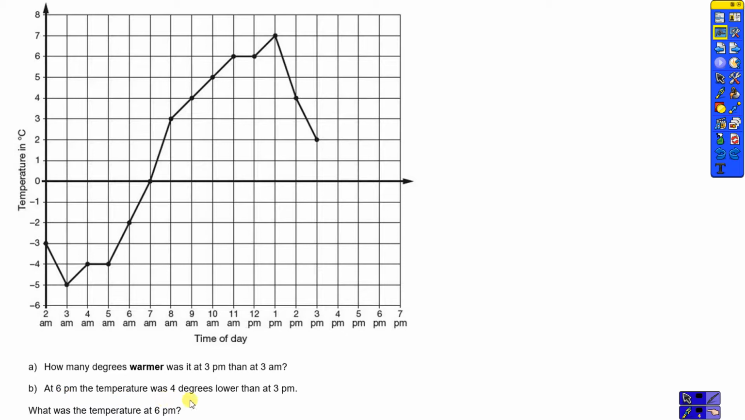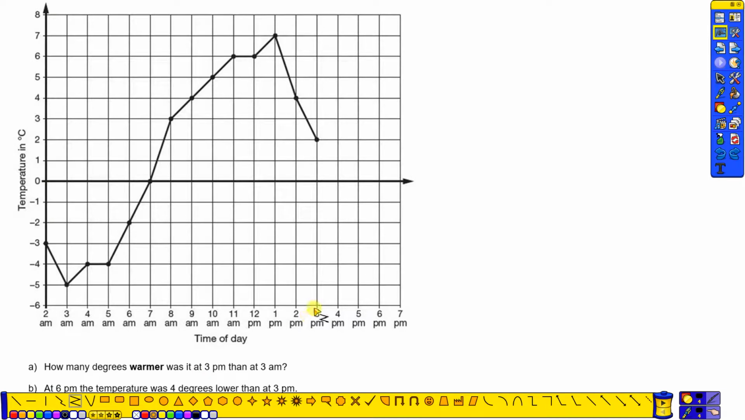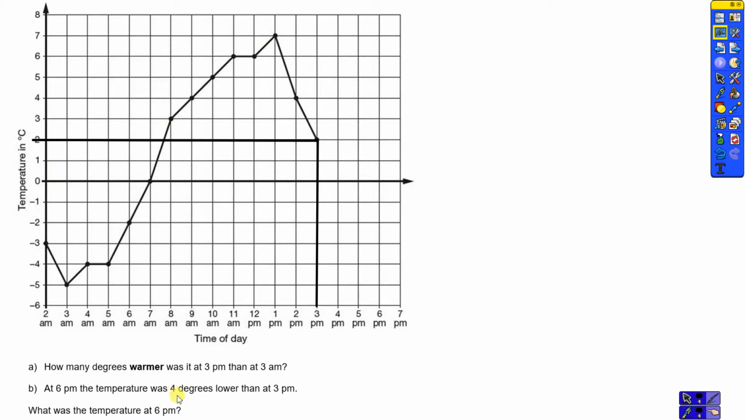At 6 p.m. the temperature was 4 degrees lower than at 3 p.m. What was the temperature at 6 p.m.? Well, we need to find the temperature at 3 p.m. and that was 2 degrees. And now it was 4 degrees lower, so we need to count back 4 from 2. So 1, 2, 3, 4. The temperature at 6 p.m. was minus 2 degrees.